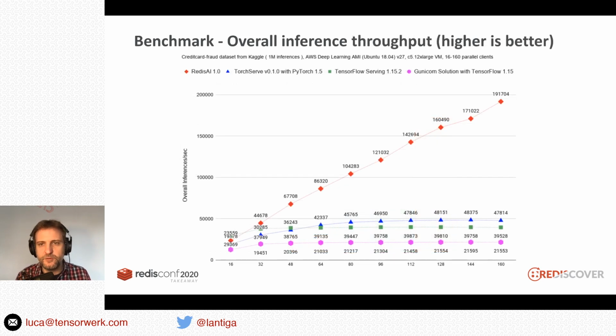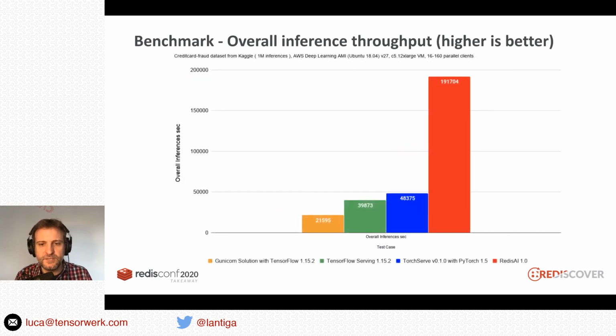And here you have throughput. So here higher is better. And also you want to see how it scales, if it plateaus or if it doesn't plateau. And this is what we get from, again, increasing the number of clients, and see how many inferences per second you can achieve. And we can go up to 190,000 inferences per second, increasing the number of requests. And this is the overall inference throughput.